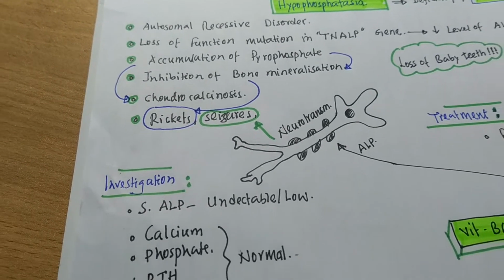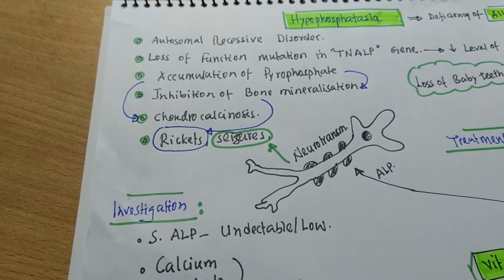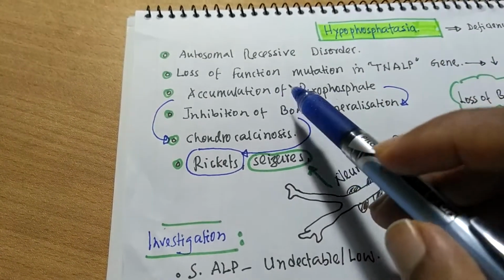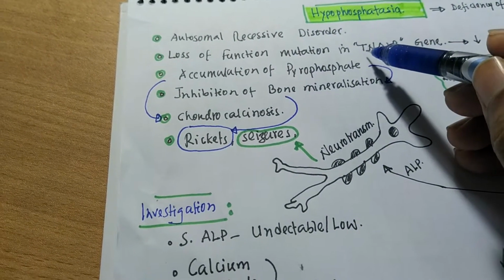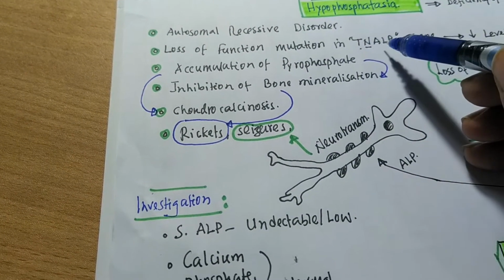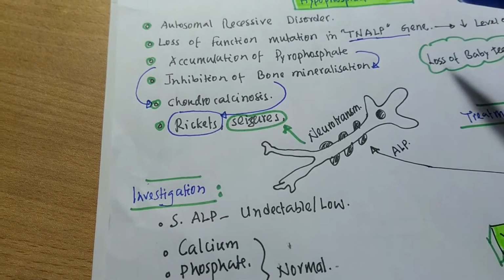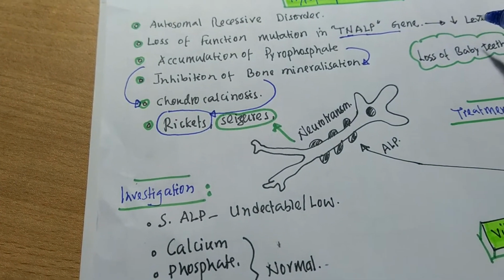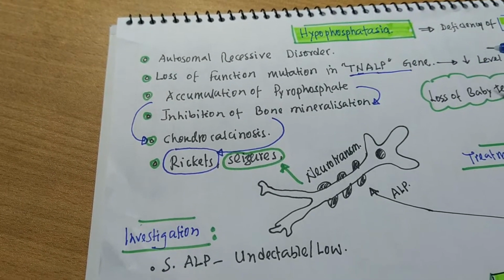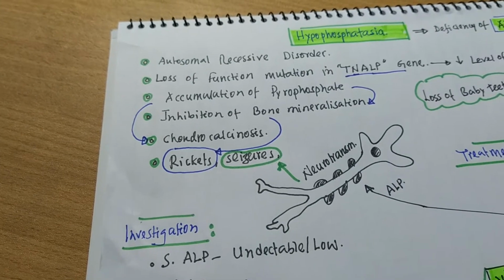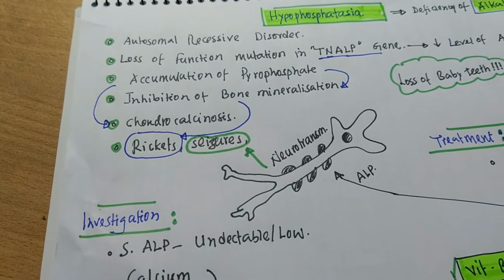In hypophosphatasia, there is a gene mutation, a loss of function mutation in TNALP, that is tissue non-specific alkaline phosphatase. This is the responsible gene which normally encodes the alkaline phosphatase, and due to loss of function of this gene, the alkaline phosphatase level becomes very low or maybe undetectable.